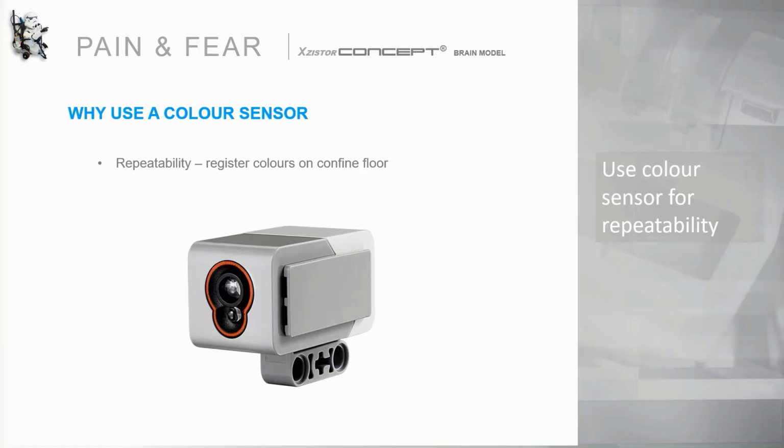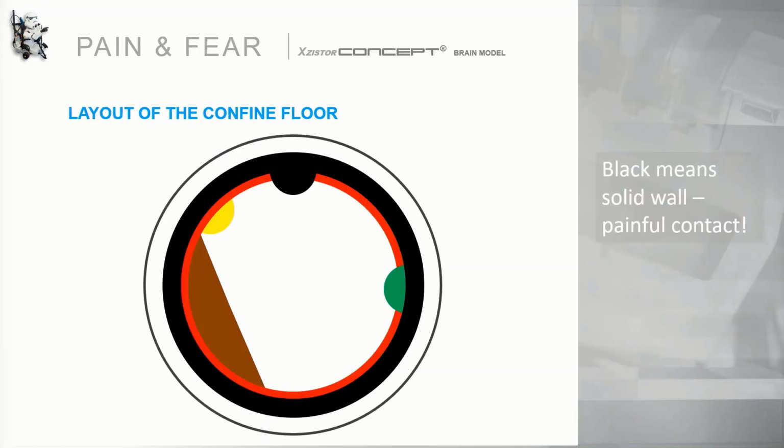And if we just look at these patterns, there's Troopy's confined floor. The thick black ring is actually the physical wall, and when the color sensor moves onto that, it'll tell the robot that it is now physically in contact with the wall. The red inner ring is the touch or the tactile ring, and that will just tell the robot it is making contact with the wall, and it doesn't feel pain yet. If it moves onto the black area, we will tell the robot that it's now sensing pain.